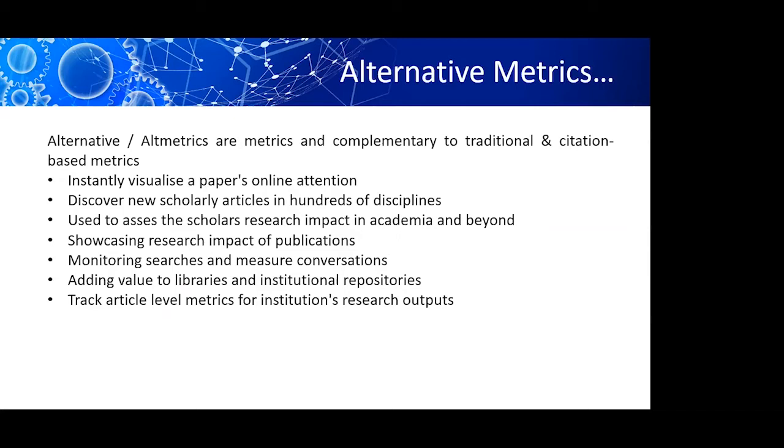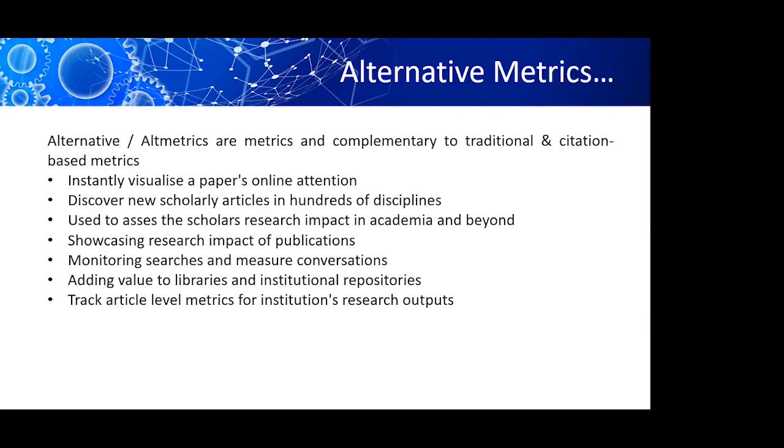By using this, we can visualize our papers' or publications' online attention, how they are being used or read by others. And the next one is discovering new scholarly articles in hundreds of disciplines. That is counted by these altmetrics and used to assess the scholar's research impact in academia and beyond. Other than academic research sites, these metrics are considered even from social media, showcasing research impact of publications, monitoring searches and measuring conversations in different sites, and adding value to libraries and institutional repositories.